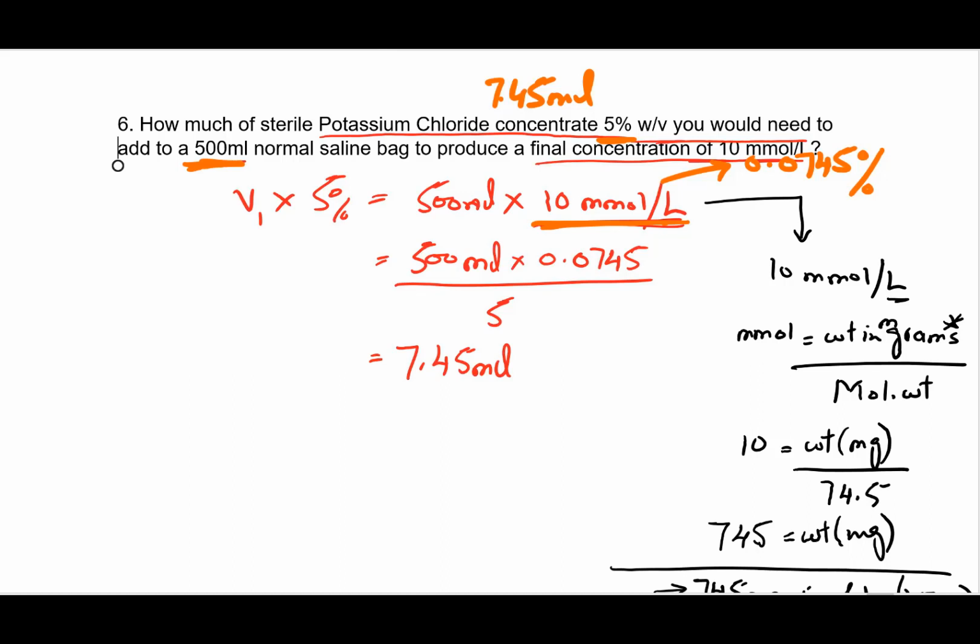Again, one thing to highlight is that when you read the question first, it's important to figure out that it can be simply solved with the C1V1 = C2V2 equation, because the question is just asking how much of this 5% solution I would need to dilute to 500 mL so that it will have this concentration. I was given the concentration in 10 millimoles per liter, the concentration and the volume of the final solution, and the concentration of the initial solution, and I was asked to find the volume of the initial solution.